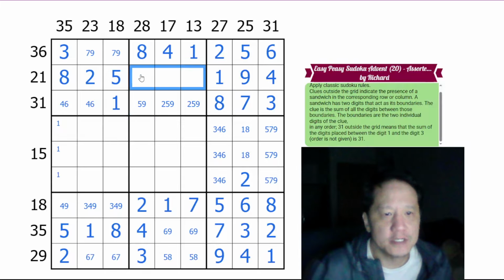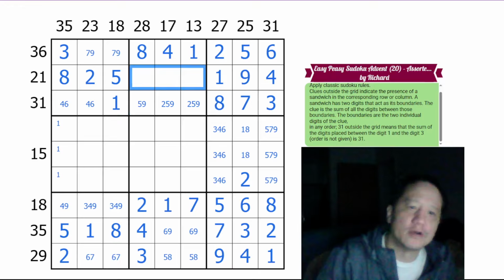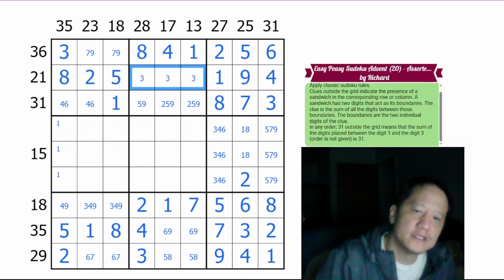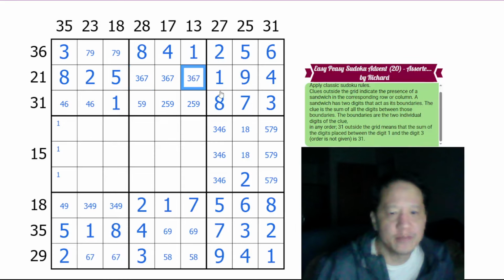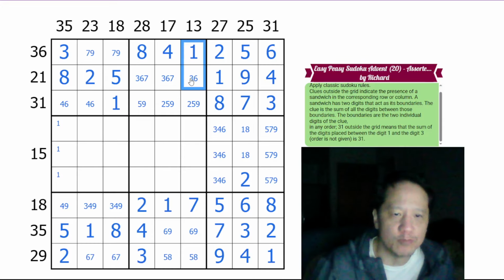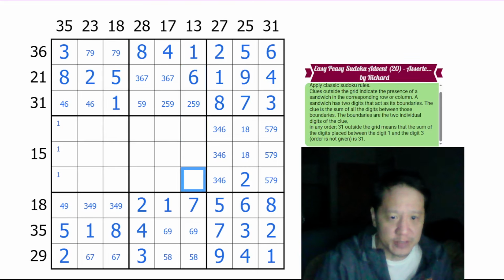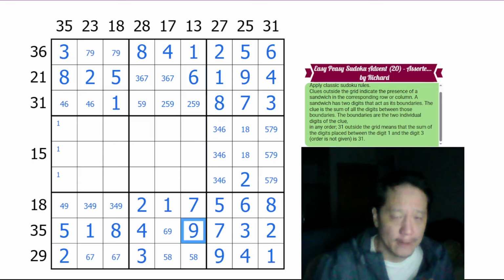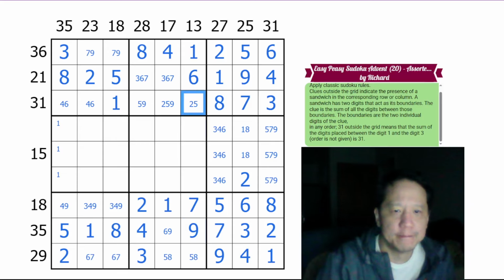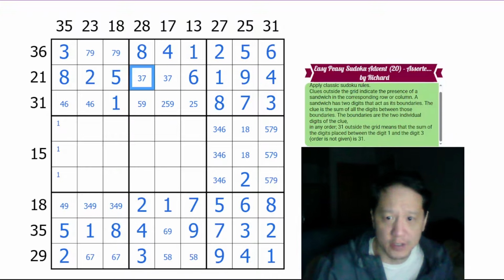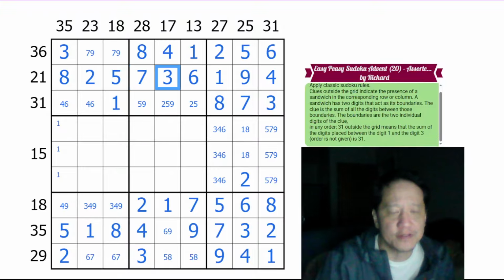Remaining digits in row 2 are 3, 6, and 7. And this can't be 7. If we had a 3 here, the digits between 1 and 3 adds up to 0. So this can't be 3. This is 6, which eliminates 6 here. This is 9. So this can't be 9 here. No 6 here, no 3 here because of 3 in the column. So this is 7 and 3.